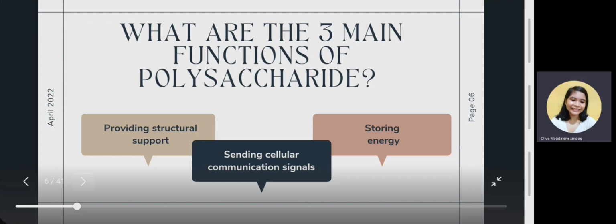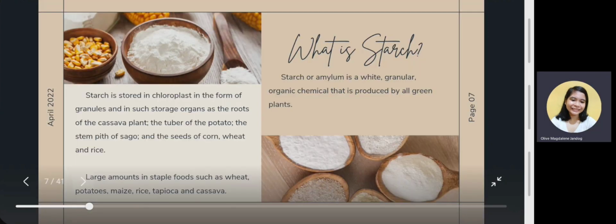And last is storing energy. Polysaccharides are used for storing energy. They tend to be branched and folded upon themselves. Examples of storage polysaccharides are starch in plants and glycogen in animals. So, aside from glycogen and cellulose as examples of polysaccharides, starch is also one of them.